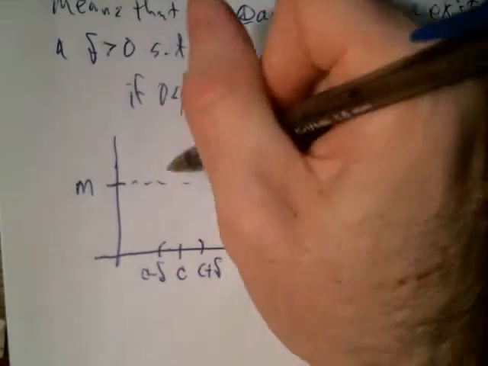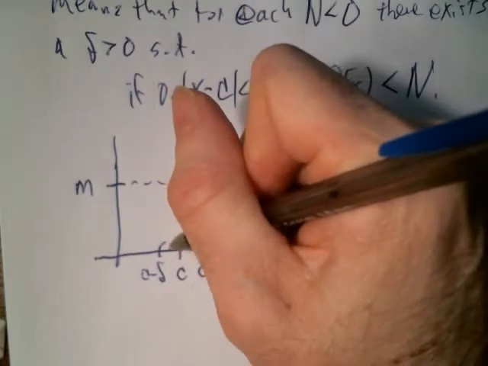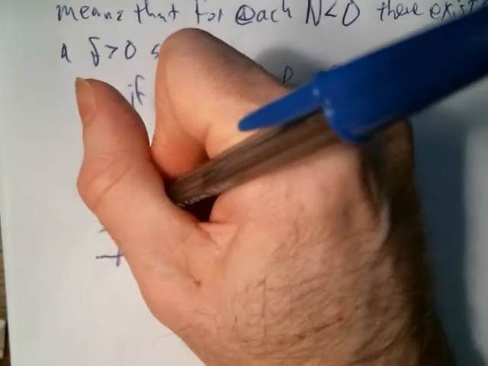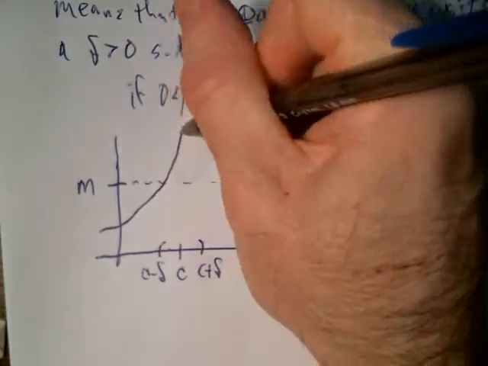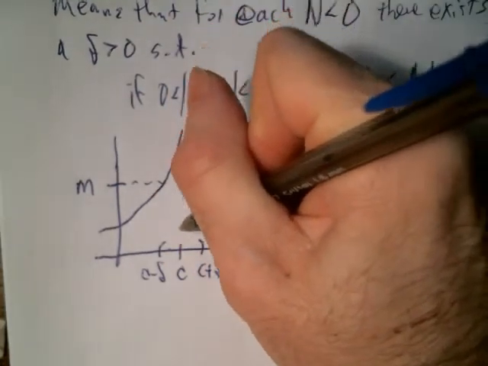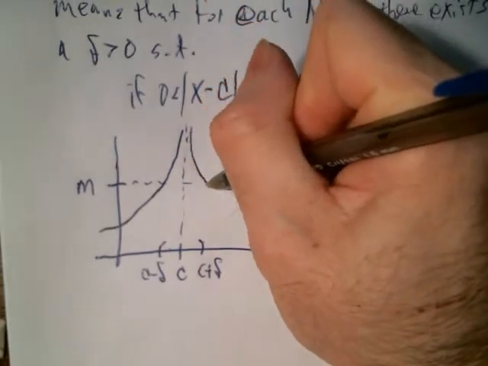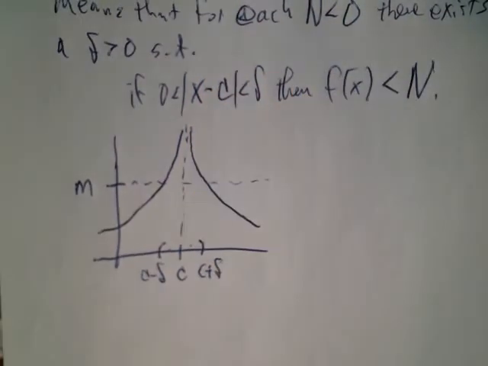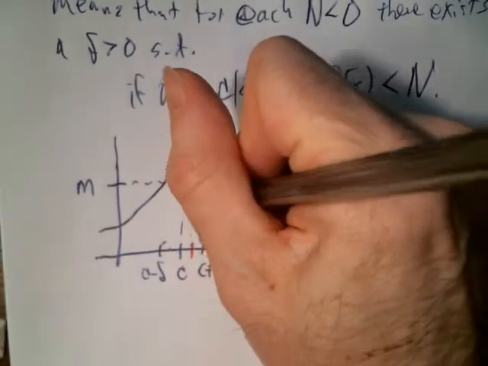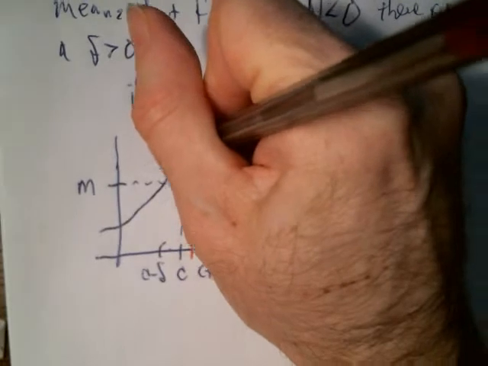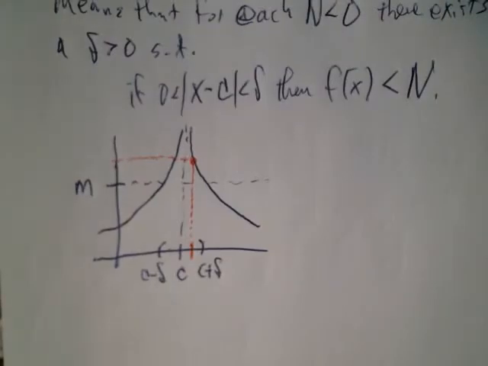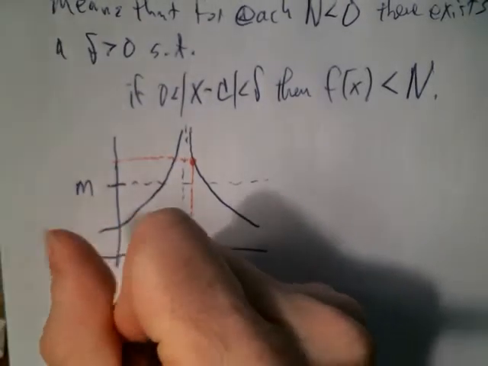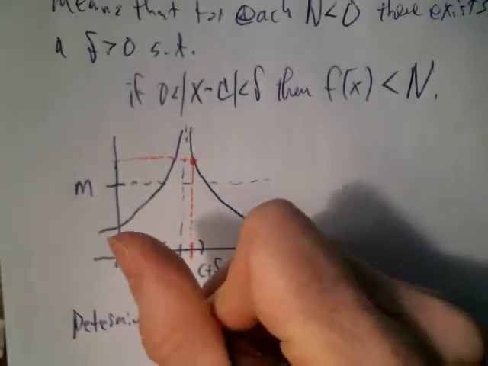Okay, so you can imagine the function going something like this maybe. So if I picked, I don't know, an x value right here, obviously its output is greater than m. Okay. So, anyways, let's look graphically at playing around with this idea. Determine the limit graphically.